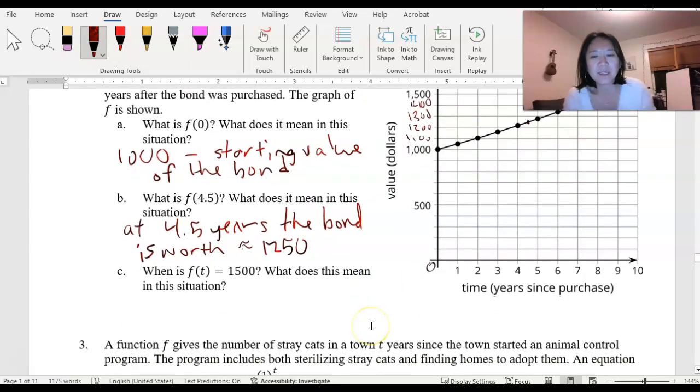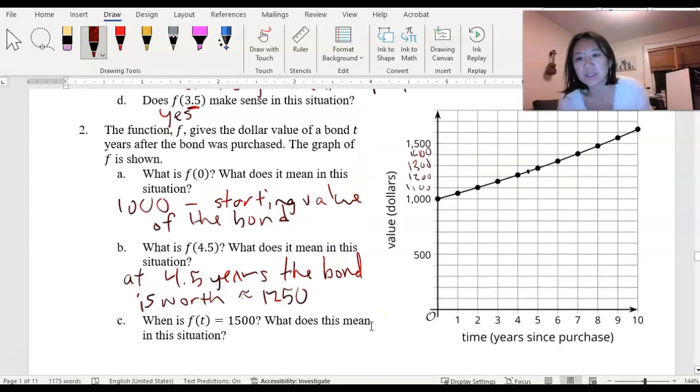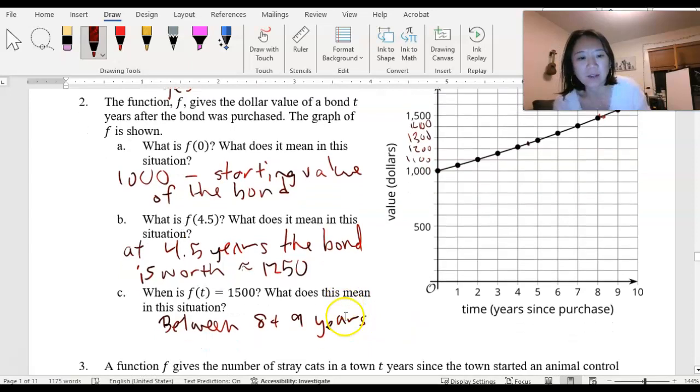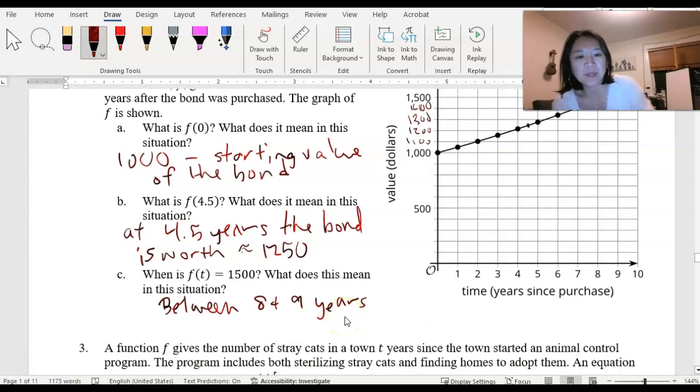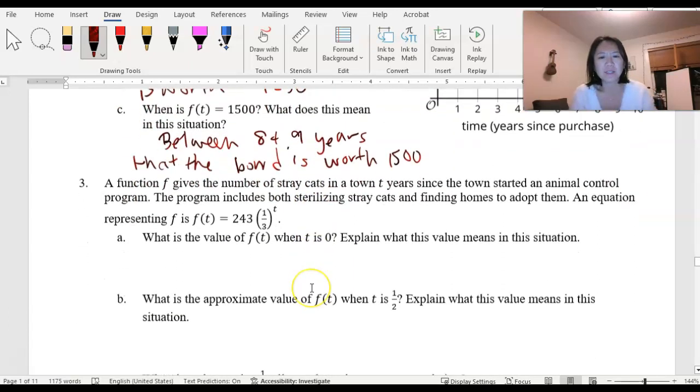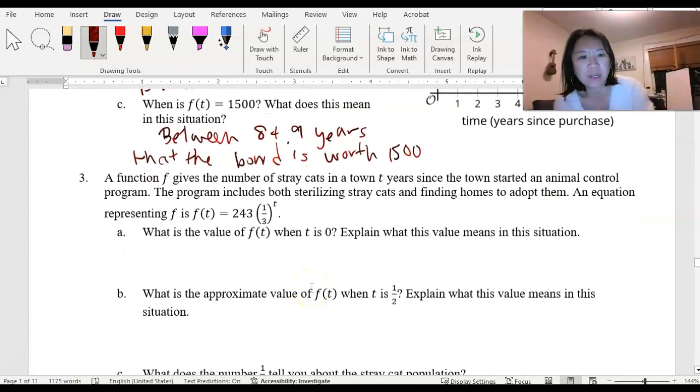It says, when is f of t equal to 1,500? What does this mean in this situation? So f of t is equal to 1,500 a little bit between 8 and 9 years, shortly after the beginning of the 8th year probably. And this means that the bond is worth $1,500.